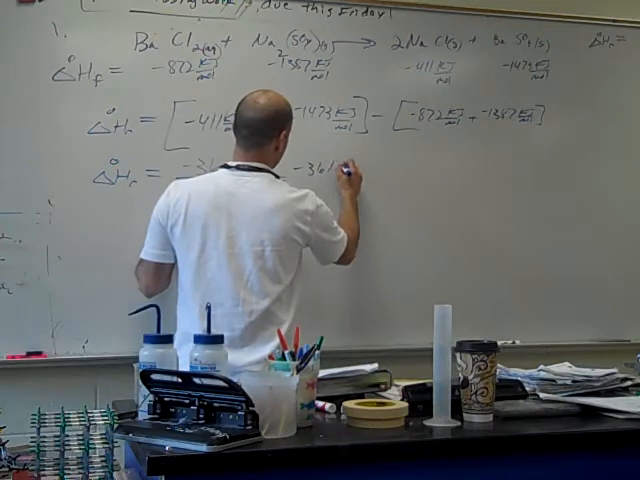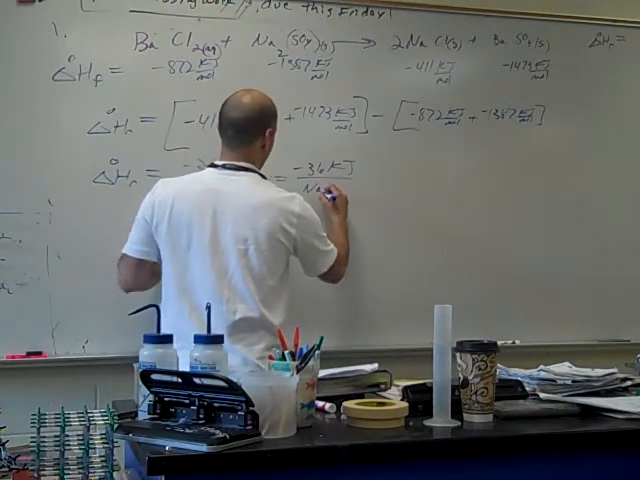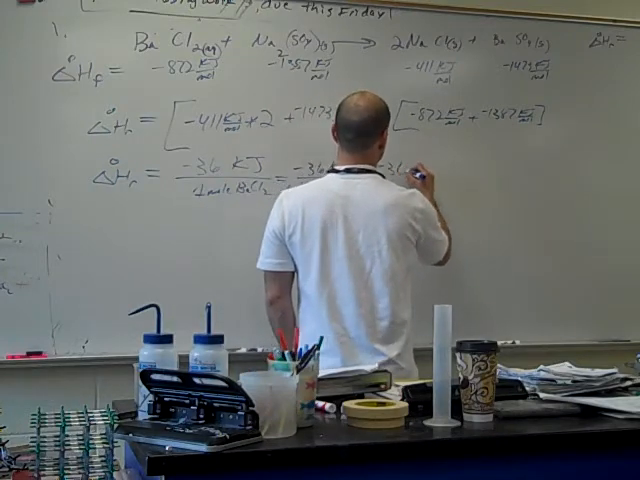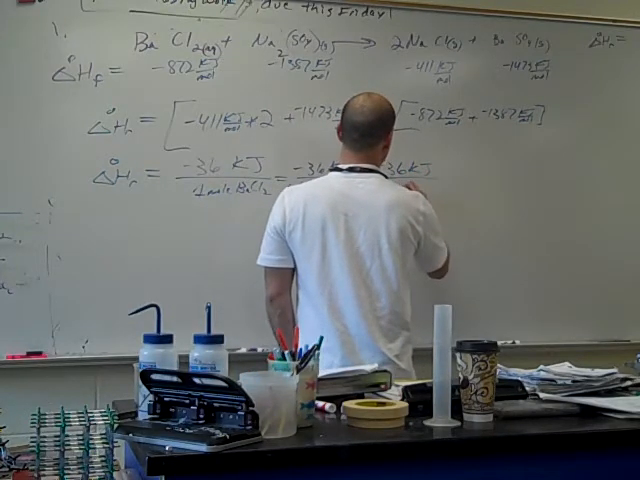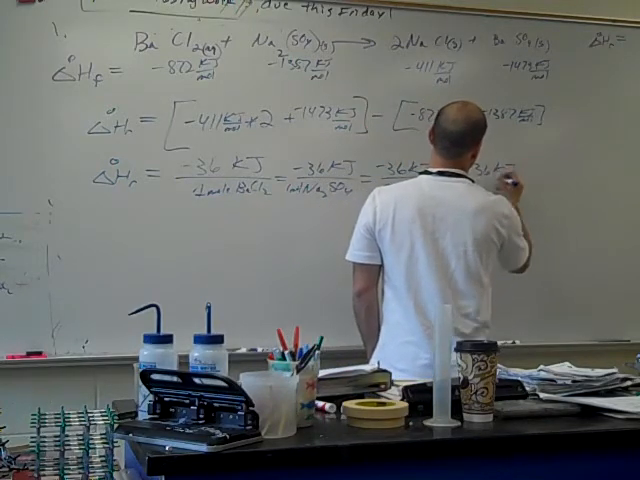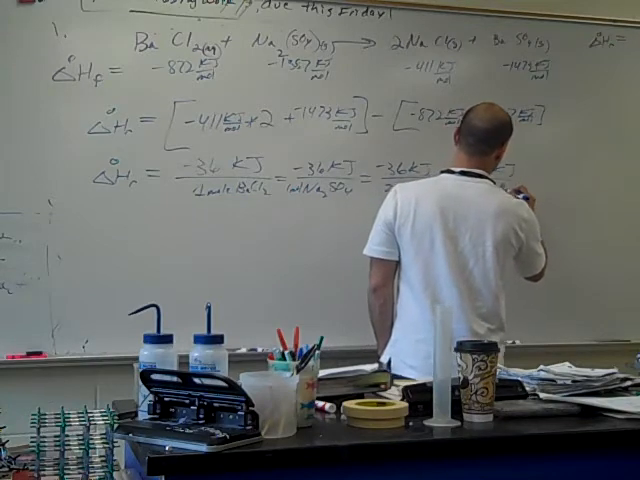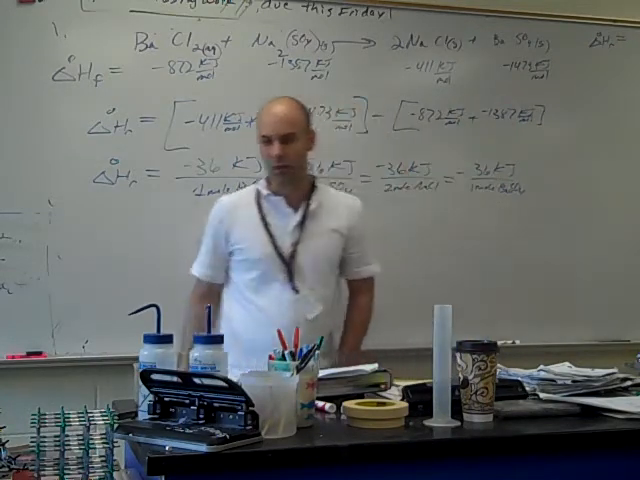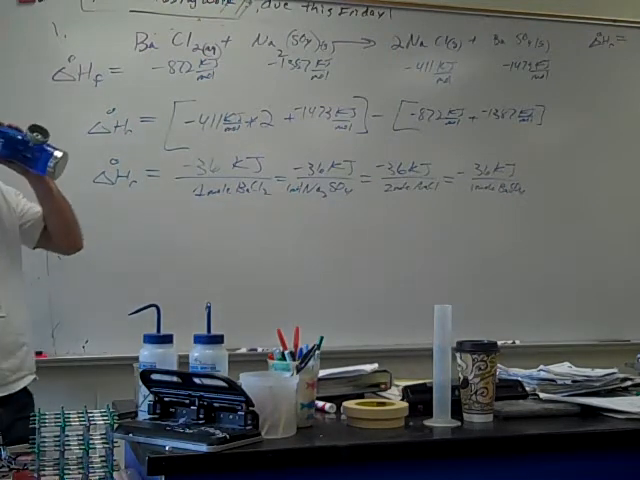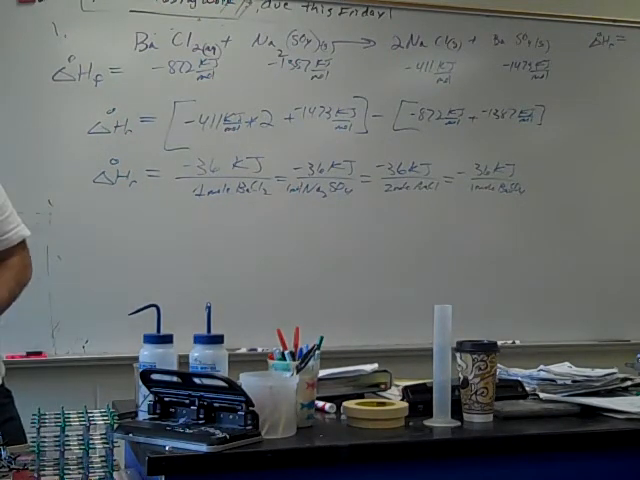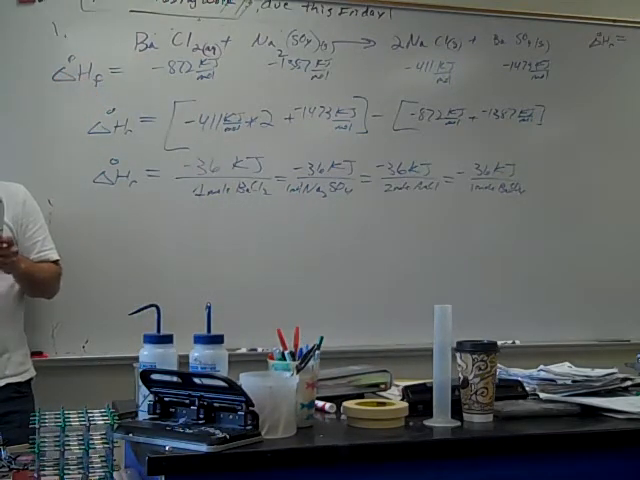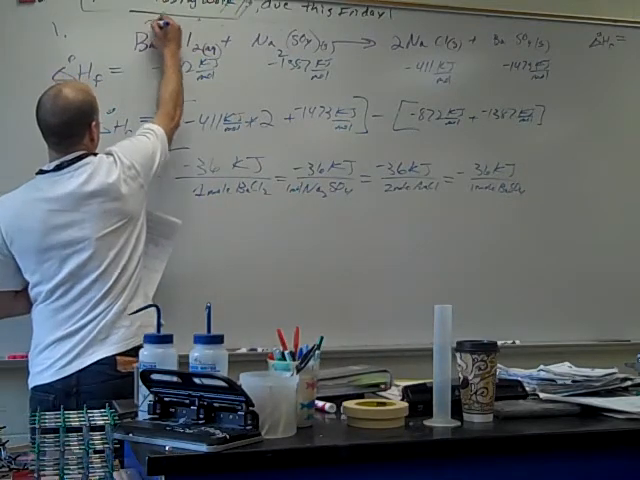That's per 1 mole of sodium sulfate. That's per 2 moles of sodium chloride. And that's per 1 mole of barium sulfate. Now they wanted to know how much is released when we do 20.8 grams of barium chloride.